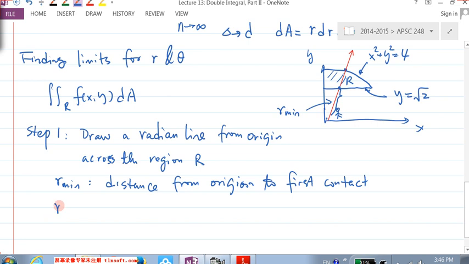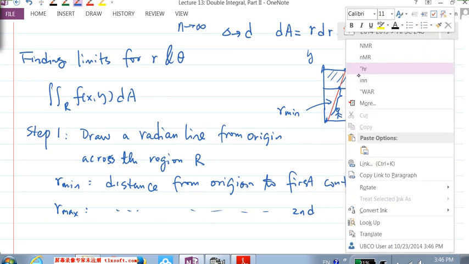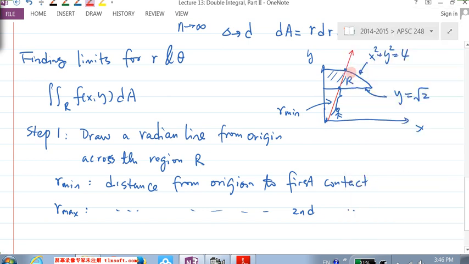Similarly, r max is the distance from the origin to the second contact. Basically it's the distance from the origin to here. So this is r max. Is that good?